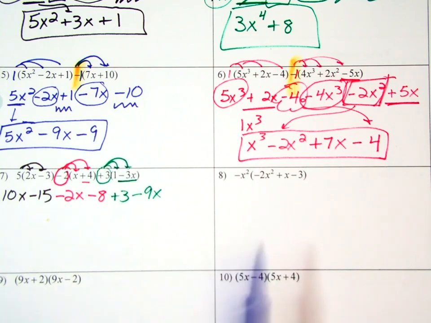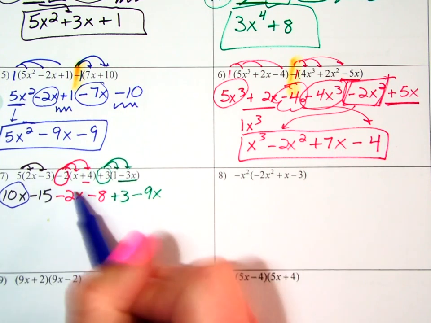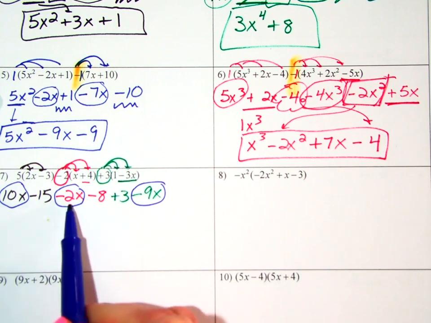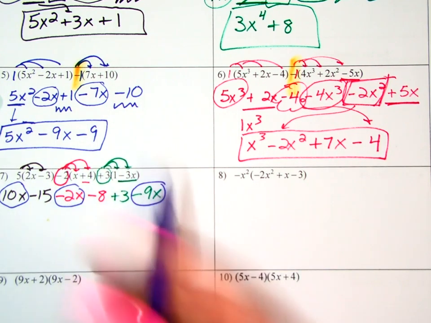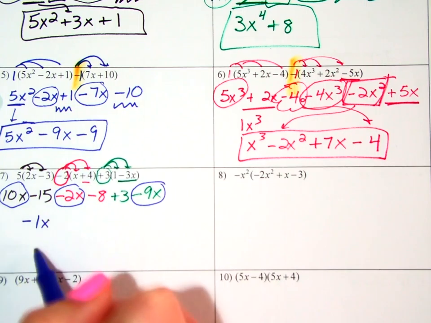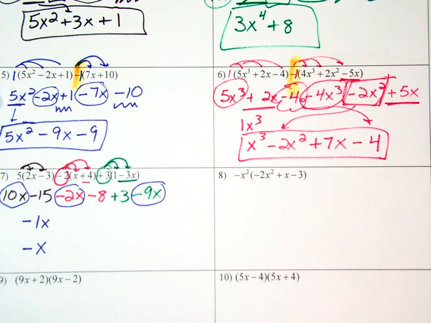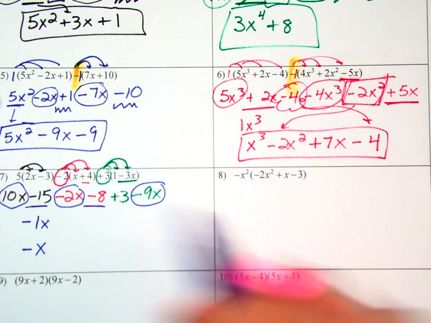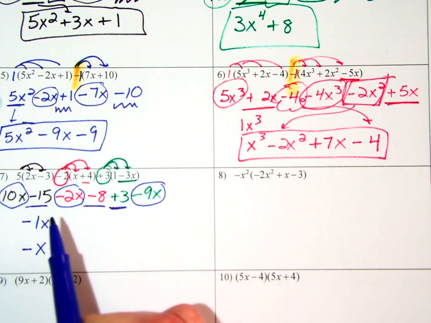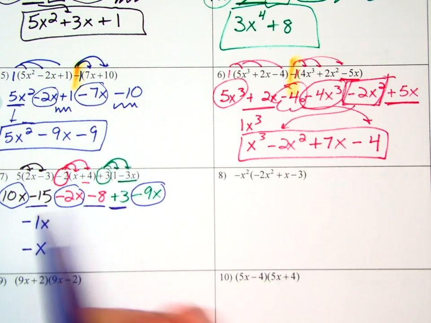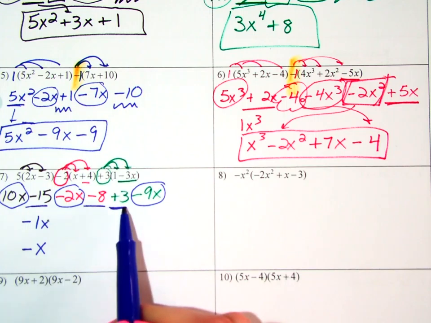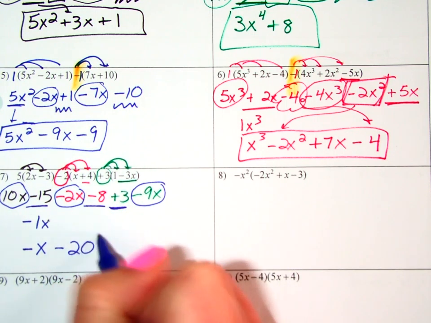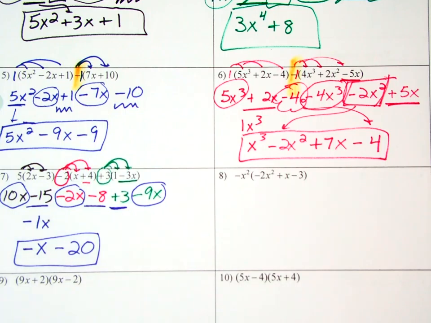And now I can go ahead and combine my like terms. So I have a 10x minus 2x minus 9x. Well, 10 minus 2 is 8, and 8 minus 9 would be a negative 1x, which most of the time we just write as negative x. Then we have negative 15 minus 8 plus 3 that we have to combine. Well, negative 15 minus 8 would be negative 23, plus 3 would be negative 20. So it's negative x minus 20 as your final answer.